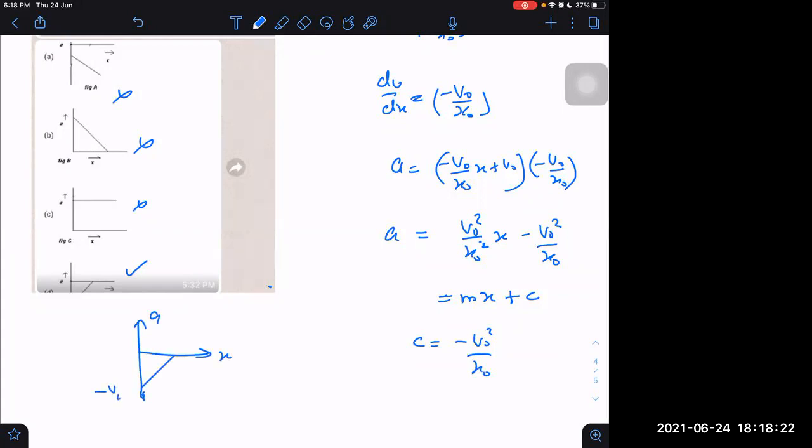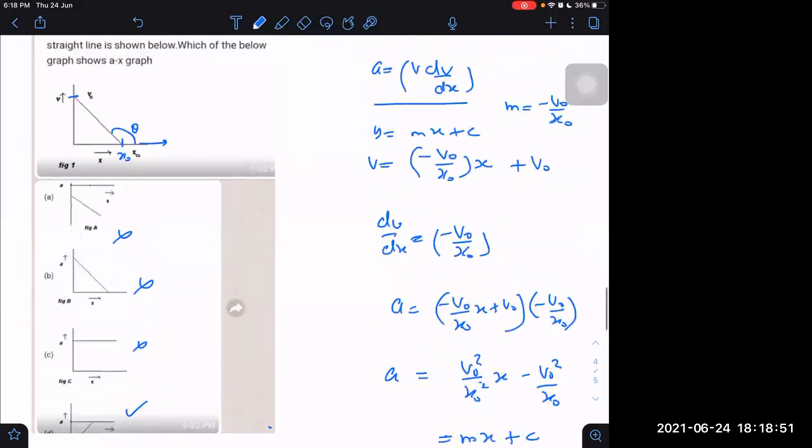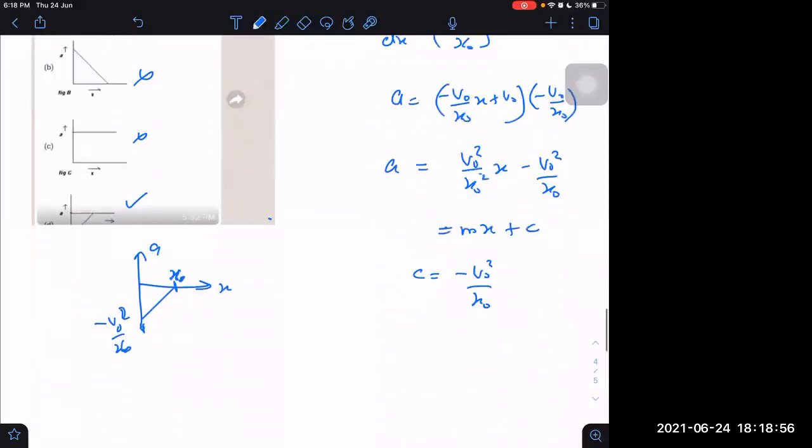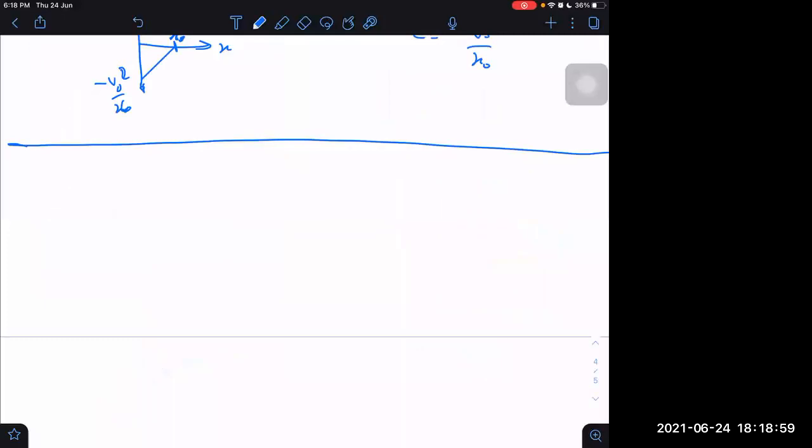And this will be minus v naught square by x naught here. And this side, if I put a as 0, what do I get x as? I get x as x naught here. Okay. Understood this one? Yes, sir. Right. So this was really good for this week.